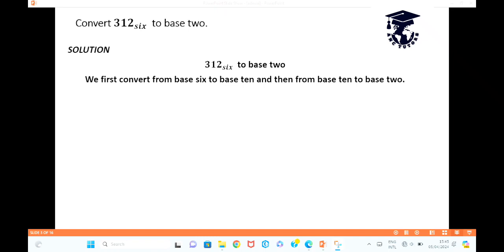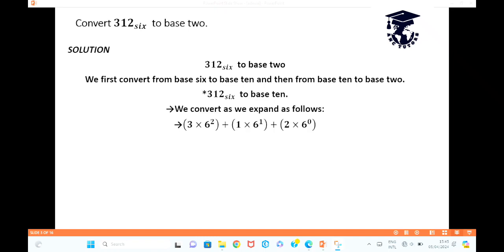It is impossible to convert directly from base 6 to base 2, so we need to convert to base 10 first to serve as a means of us to get to our final answer. So let's just get to it. The first step is to convert from base 6 to base 10. So 312 base 6 to base 10 will give us the following.